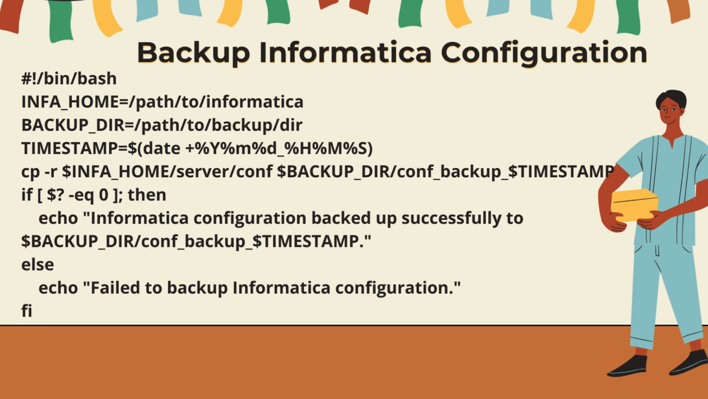If this command is successful, you get the value as 0. So in the if statement, we are trying to check if the above command gave a successful result. Based on that, a successful message is echoed on the screen: Informatica configuration backup is successful. Else, it will show failure notification: failed to backup Informatica configuration. So this script can be saved on the Unix and run with sh command.